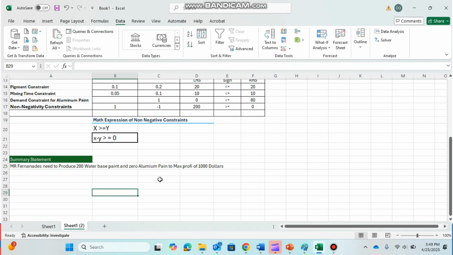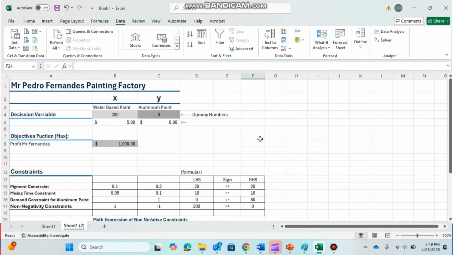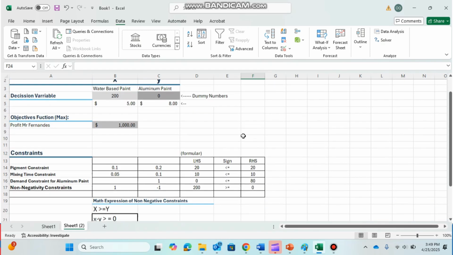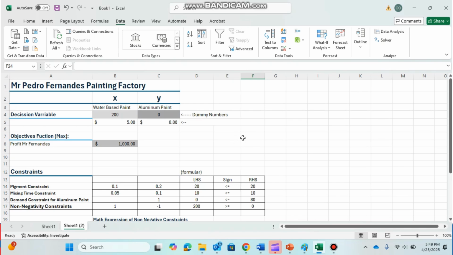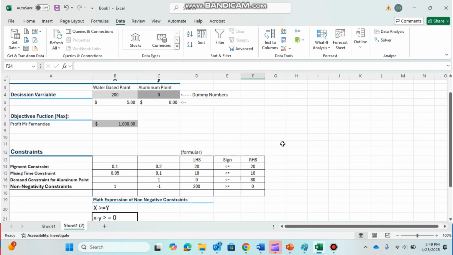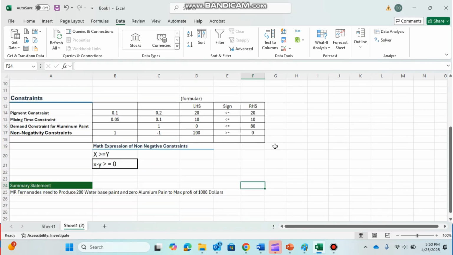This is great. So you can just send this report to Mr. Pedro Fernandez. Your problem is solved. You just need to produce 200 water-based paint and do not produce aluminum paint, and you will maximize your profit by 1,000. This is great.